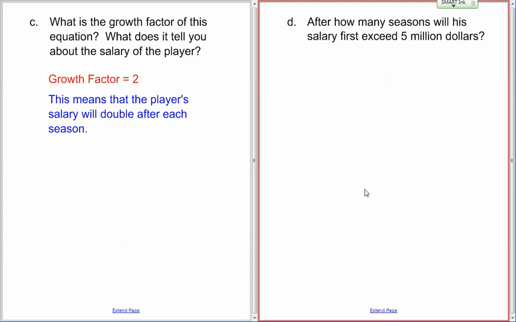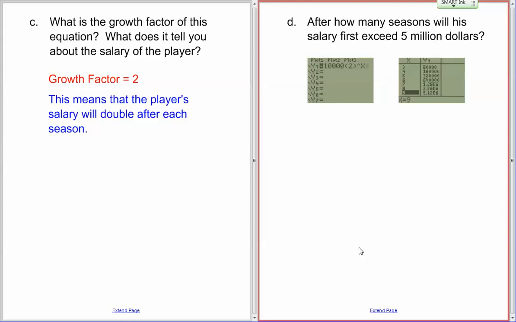And after how many seasons will his salary first exceed $5 million? So what I did is plug this equation into the calculator, 10,000 times 2 to the power of x. Then I checked out the table, and I could see that it got to 5 million when x was 9. So after 9 full seasons, which is actually in his 10th season, he will have a salary that exceeds $5 million.